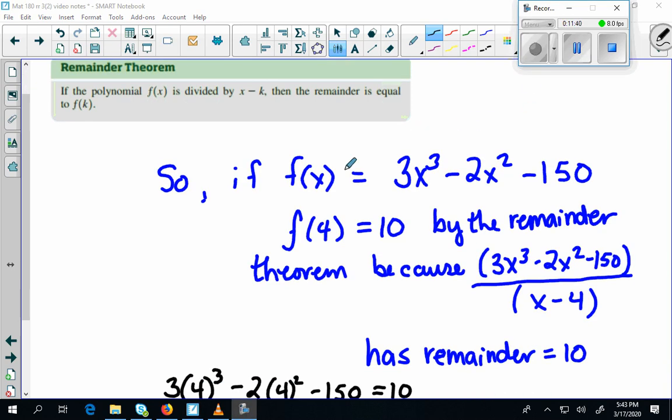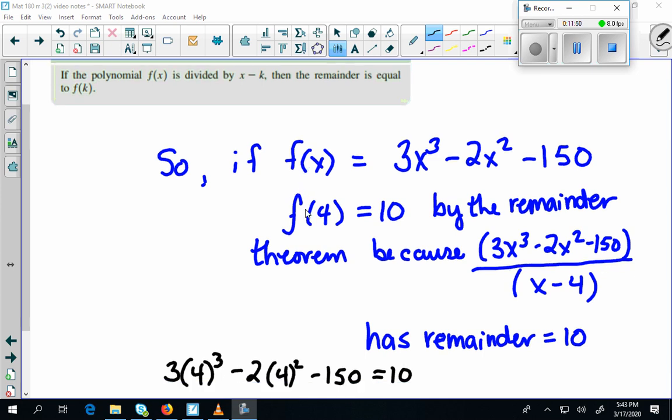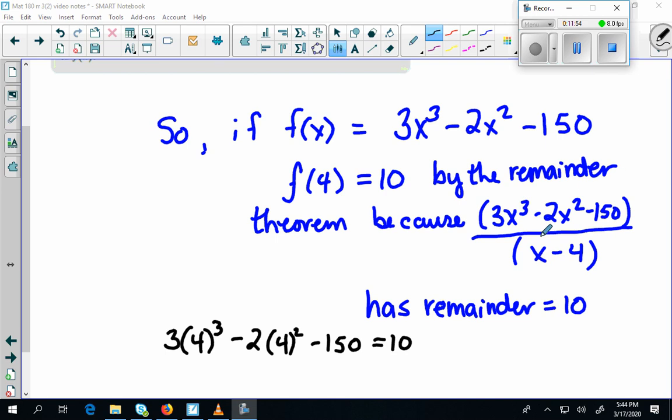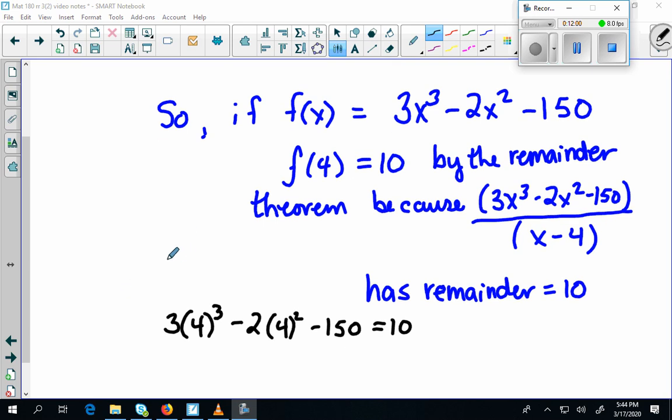All right, so if the function of x is that function we just looked at, 3x cubed minus 2x squared minus 150, then by the remainder theorem, the function of 4 is equal to 10. Because when I divided that function by x minus 4, I got that remainder of 10. And you can put a 4 in everywhere you see an x, and you can solve, and you will in fact get 10.